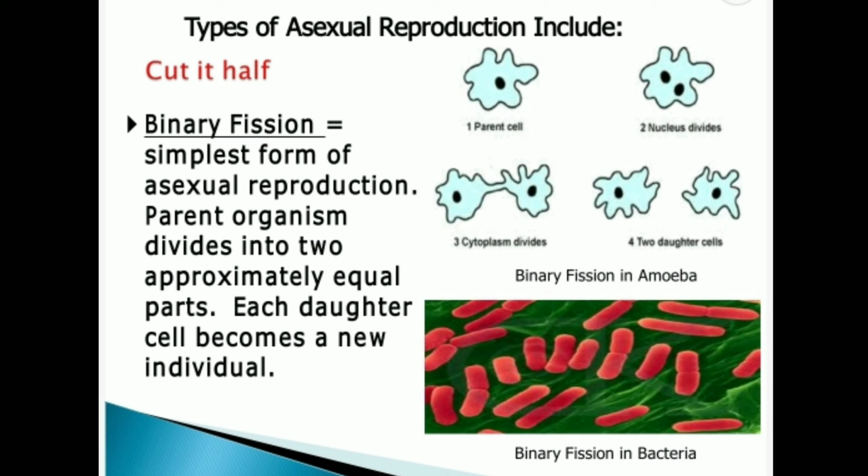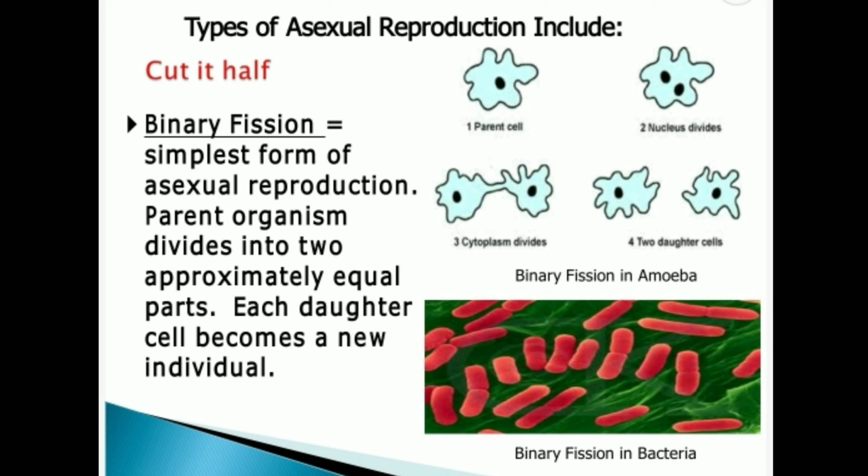So let's study the types of asexual reproduction. First of all, look at this diagram. This is a single cell, an amoeba. You can see the parent cell. Then afterwards, the nucleus is dividing in the cell. Afterwards, the cytoplasm is dividing. And then afterwards, two daughter cells are produced. These are called two daughter cells.